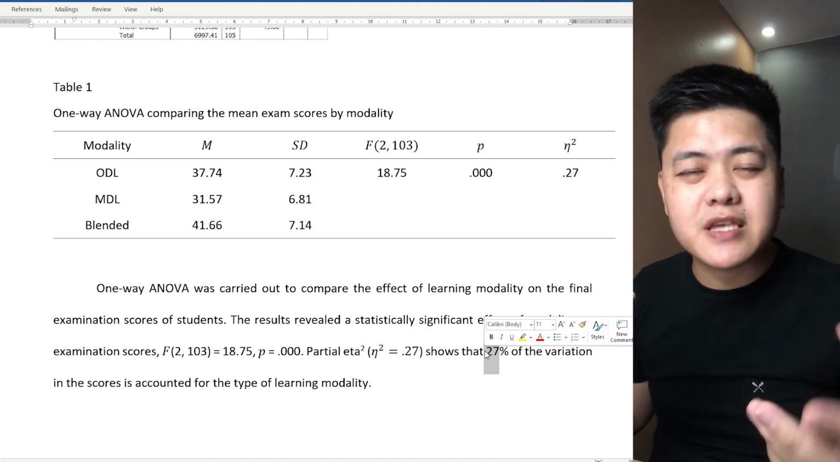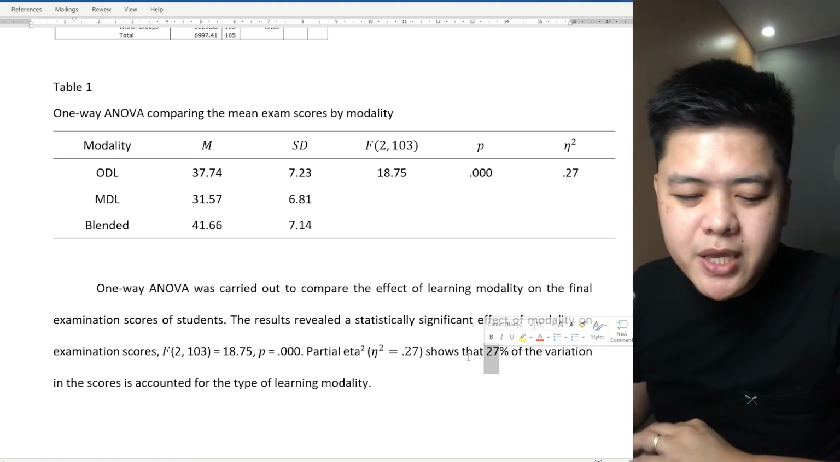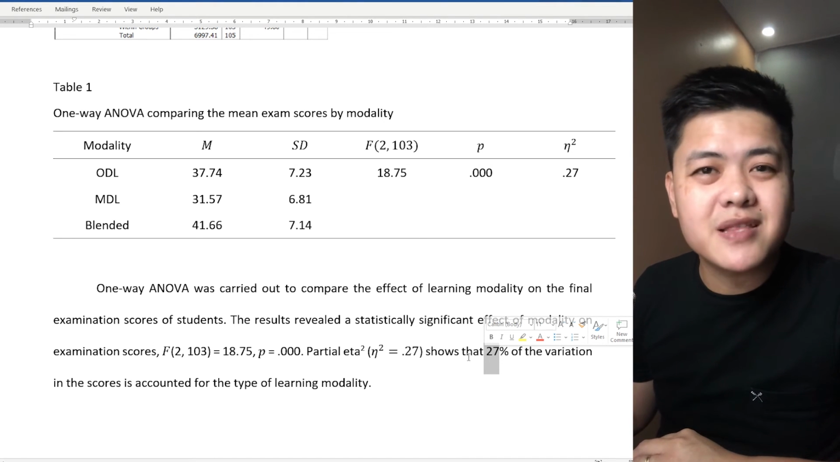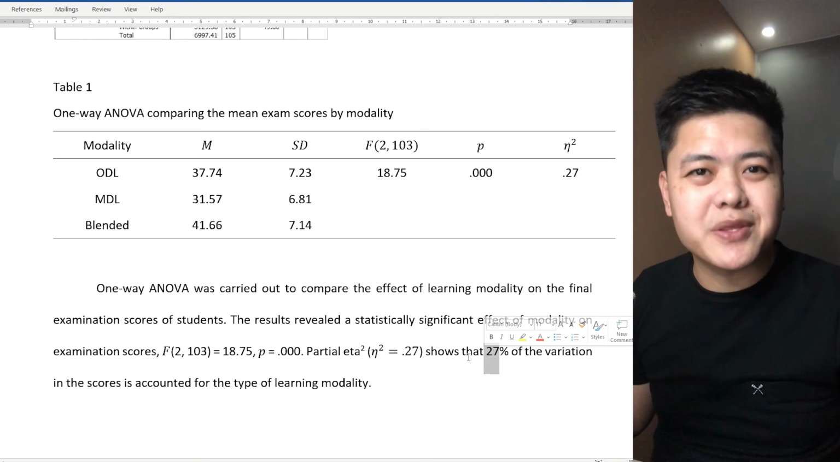Medyo maliit lang yung 0.27, no? So the remaining, 1 minus 0.27, that's around 0.73, or 73%, of the variation in the scores is accounted for by other things.